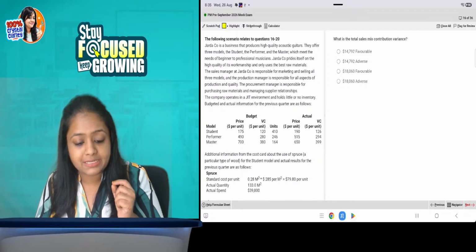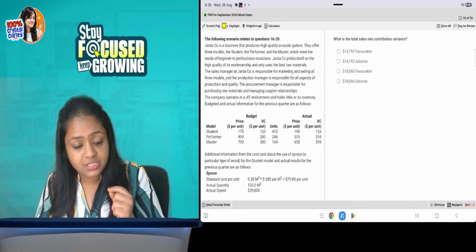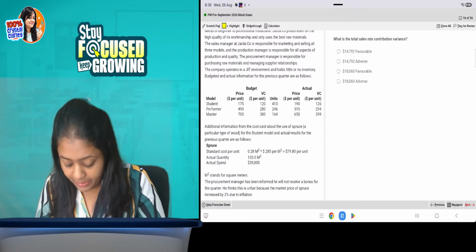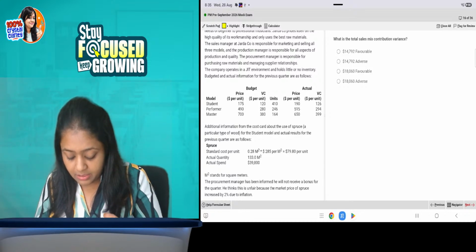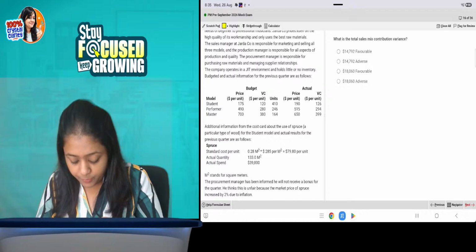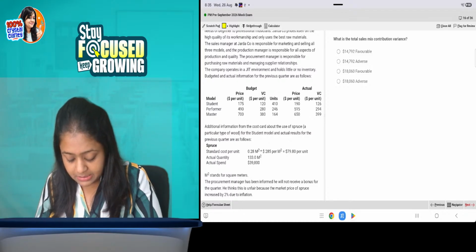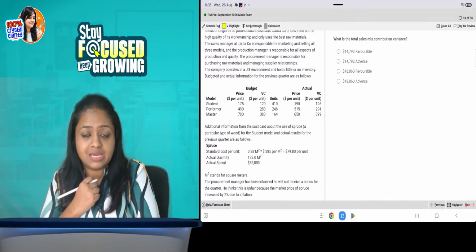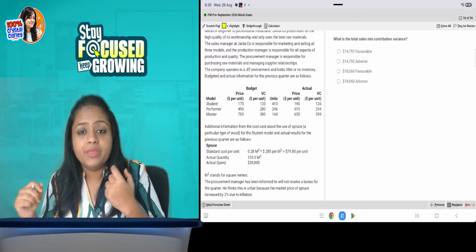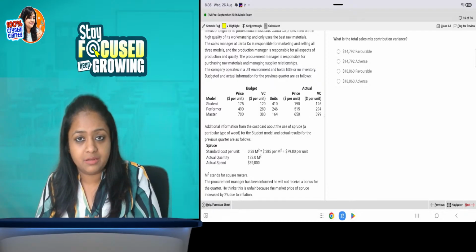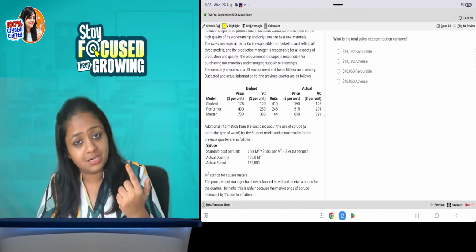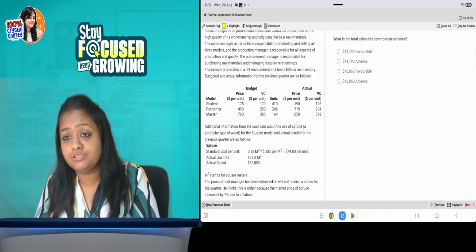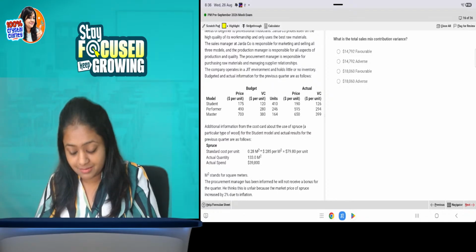The company operates a JIT environment and holds little or no inventory, which is a basic assumption that we carry for variances. Budgeted and actual information for the previous quarter are given to you. You have been given budgeted price, budgeted variable cost, budgeted units, actual price and actual variable cost. I don't need actual price and variable cost. I will take budgeted price and budgeted variable cost, reduce it and get the budgeted contribution. Budgeted units are given to me for calculation of the mix, right?